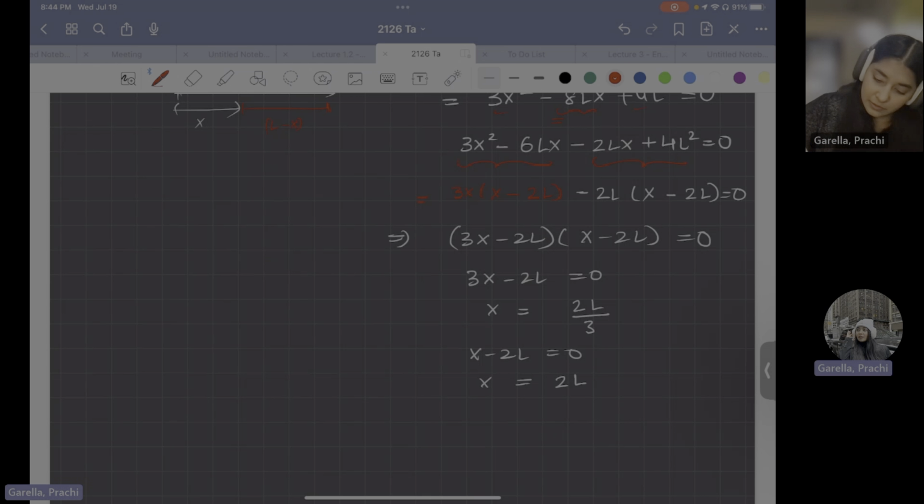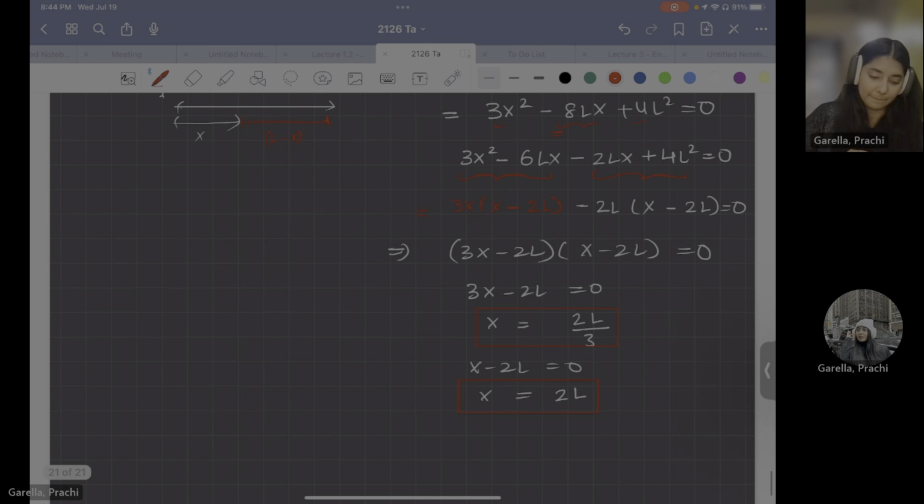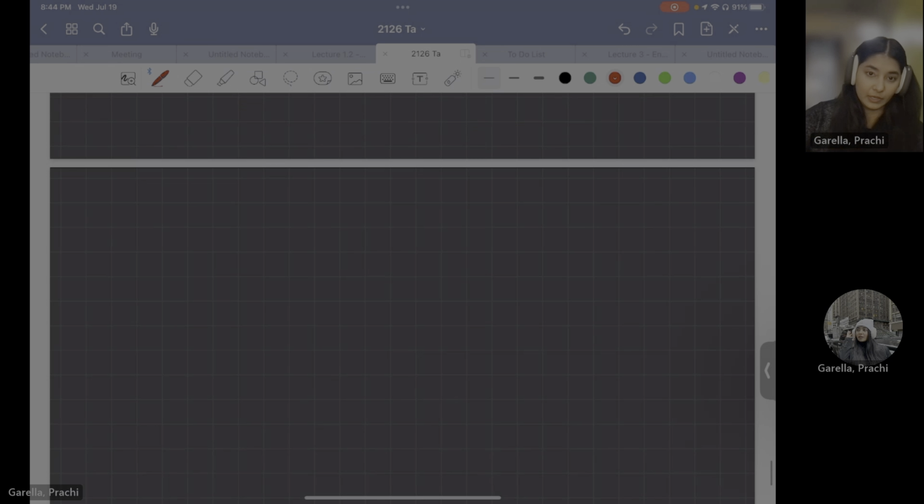So the two solutions that you got are this one and this one. So both at distance 2L and 2L over 3, the net electric field will be 0. Okay. So now we have the last question for today.